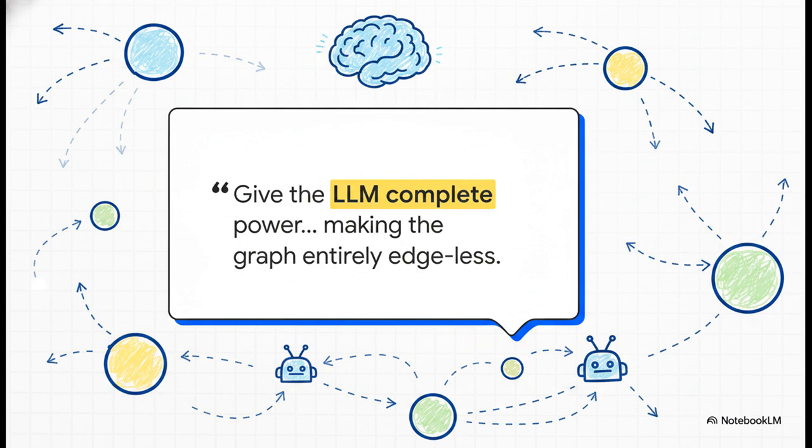This is what we mean by an edgeless graph. Instead of hardwiring lines between node A, node B, and node C in your code, you just hand the LLM the available options. And incredibly, it evaluates the user's query and routes itself entirely on the fly. It is just so much more fluid.